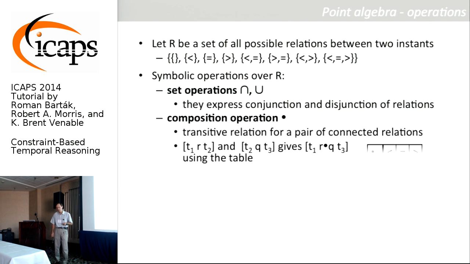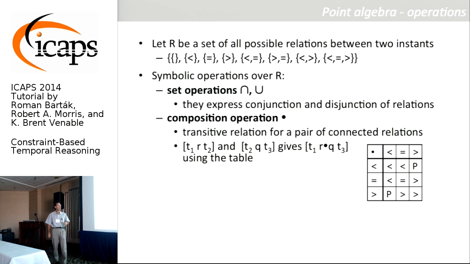More interesting operation is a composition. So when I know that there is a relation between points 1 and 2, and there is a relation between points 2 and 3, using the composition operation, I can deduce relation between point 1 and 3. And this table describes how the primitive relations are combined together. So for example, if I know that point 1 is before point 2, and point 2 is after point 3, then I know nothing about the relation between point 1 and 3.